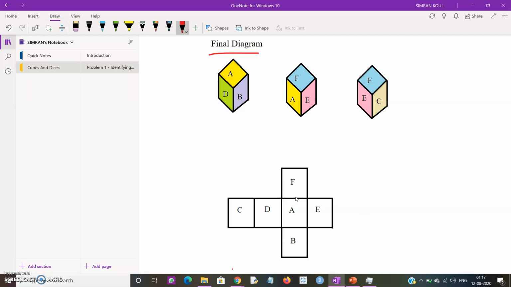So the diagram is completed, but what was the question? The question was which face is opposite to the face containing letter C. If you look carefully, here is A. Okay. And to A, D, F, E and B are adjacent. So they can't be opposite to A. Only C is not adjacent to A. Right? C is not adjacent to A. So C is opposite to A, which means that the face opposite to the face containing letter C is A.